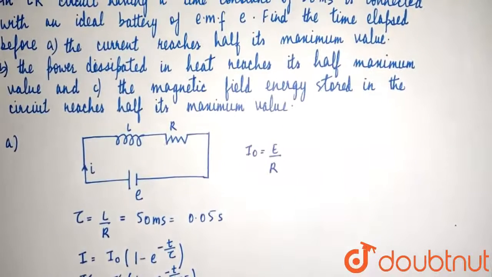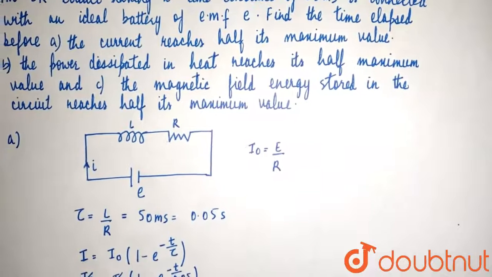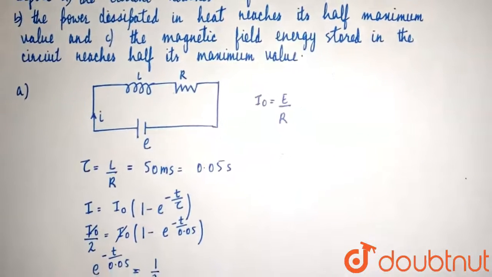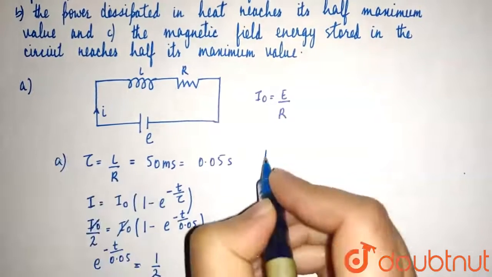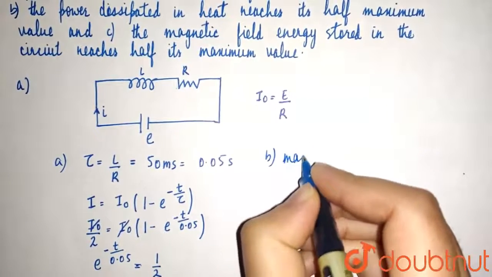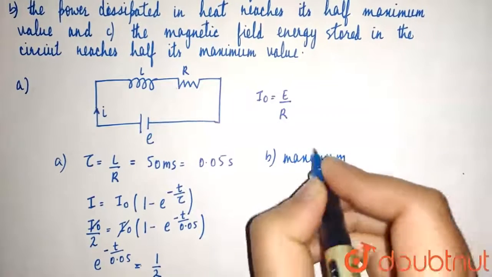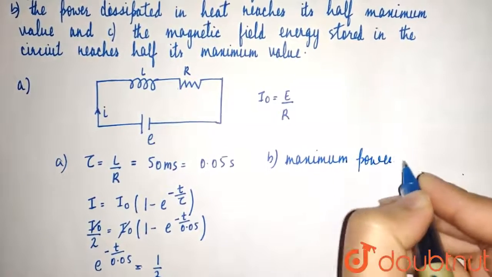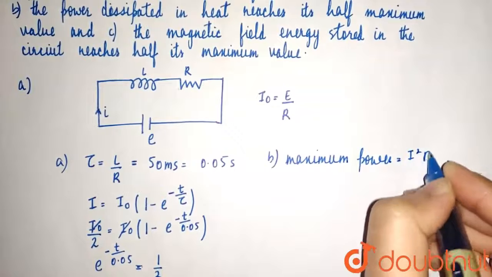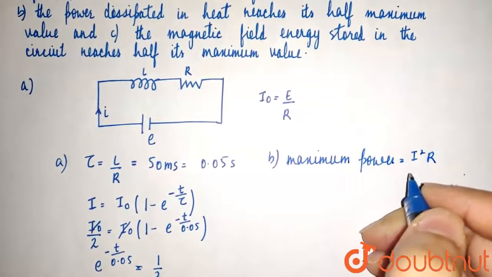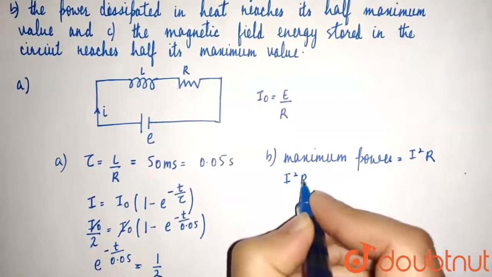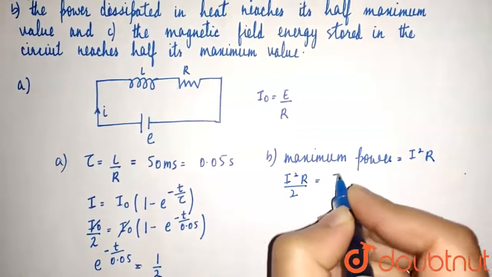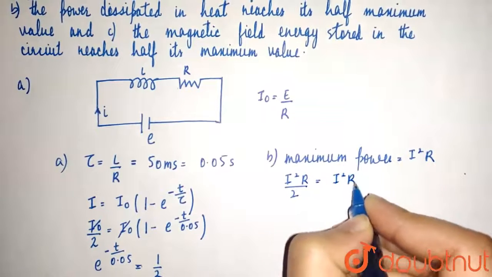Second is, the power dissipated in heat reaches its half maximum value. Now we're talking about power. Maximum power, this is A part, and B part is maximum power is given by I square R, right? I square R. Now we have to calculate the power dissipated in heat reaches its half maximum value. So half maximum value will be I square R by 2.